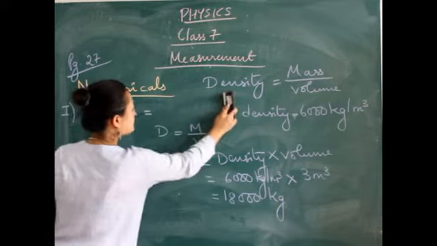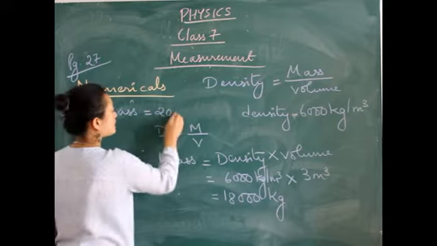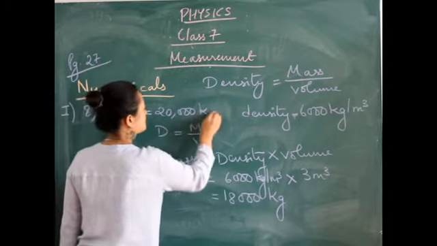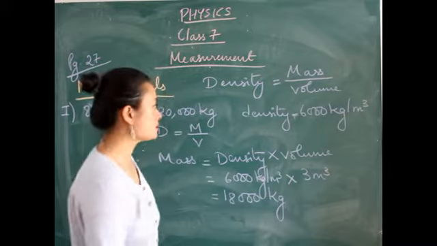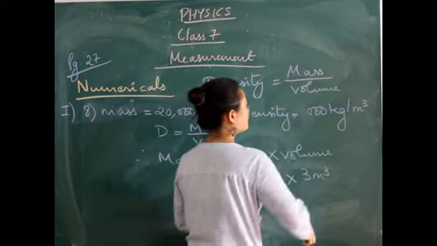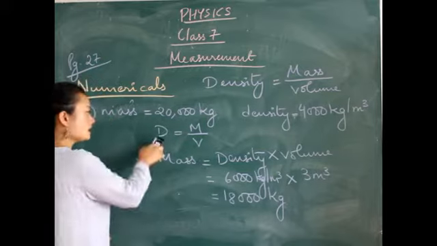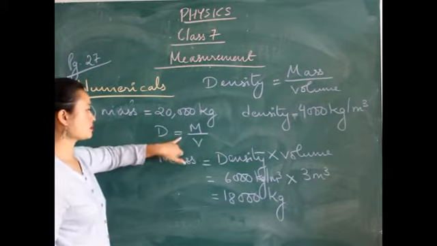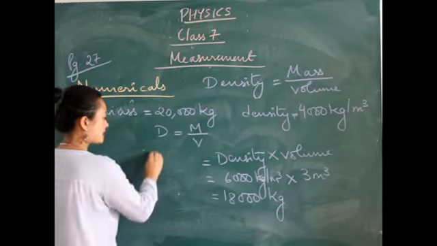Instead of volume, mass is given. The mass is given as 20,000 kilogram. Density is given, which is equal to 4,000 kg per cubic meter. Use the same relation, density is equal to mass by volume. So instead of mass, what are we supposed to calculate here?